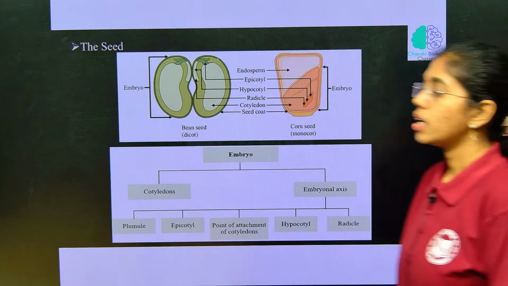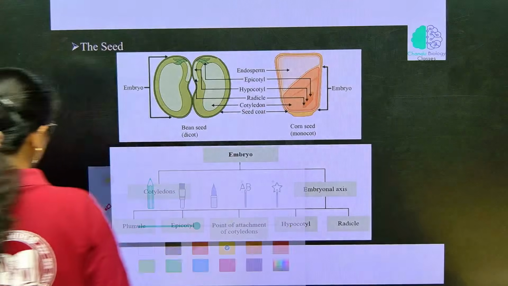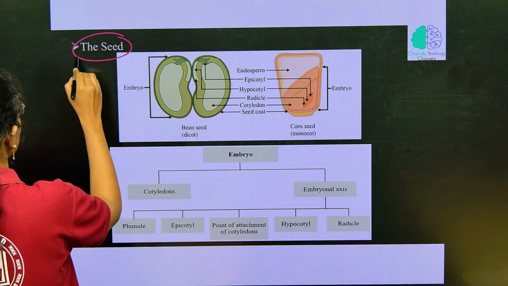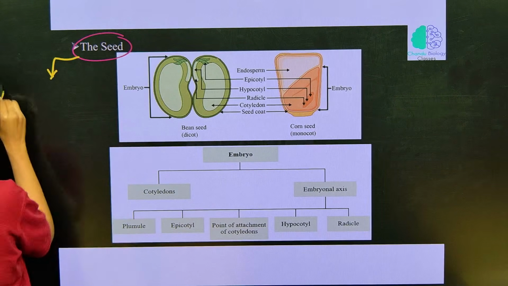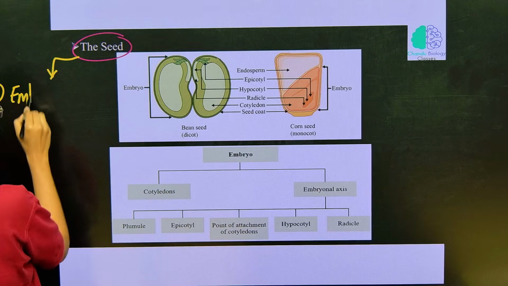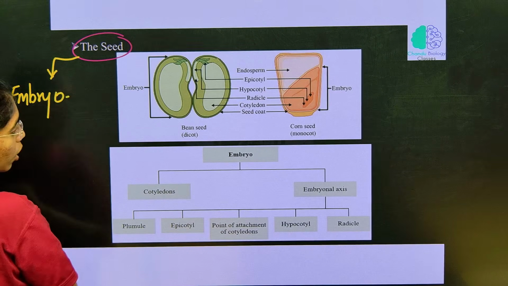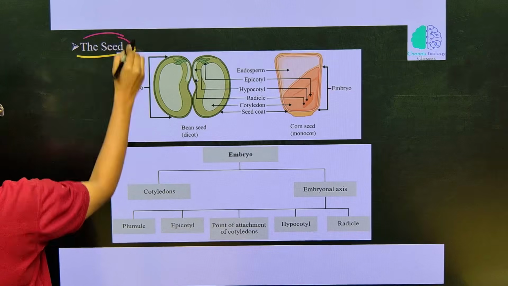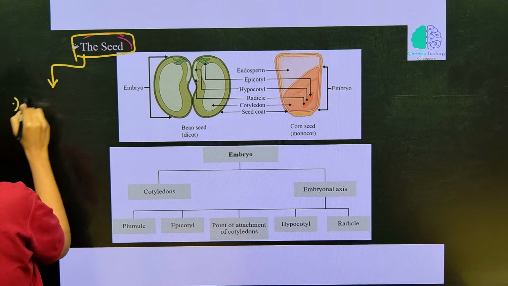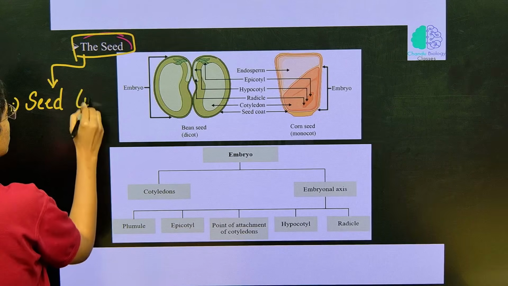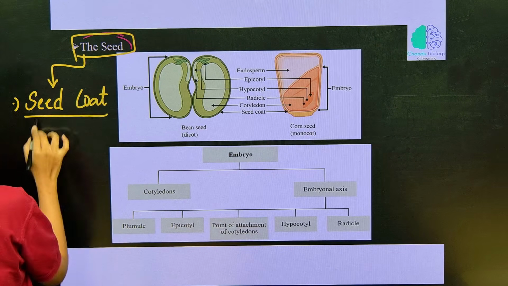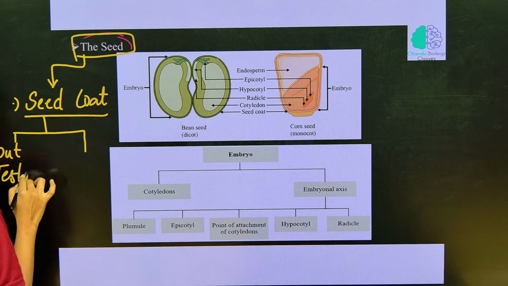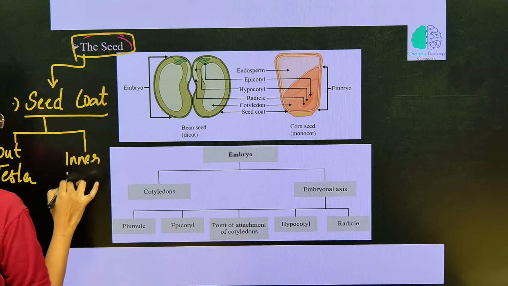Now you see seeds. We have different types of seeds. First you have to know what the main components of seeds are. Seed has 3 main components. First is the seed coat. Especially in dicots, the outer seed coat is known as testa, and the inner seed coat is known as tegmen.